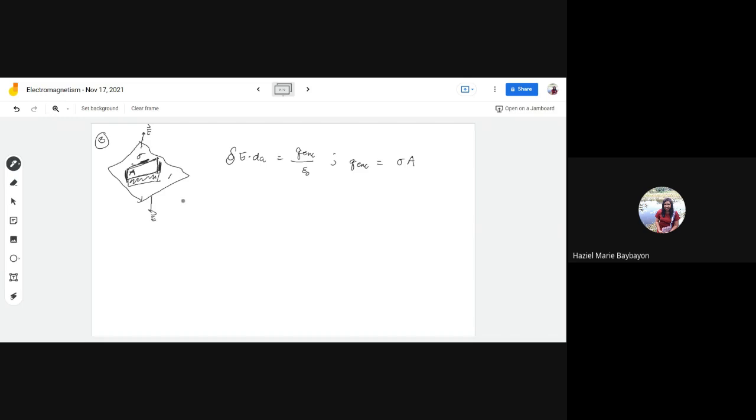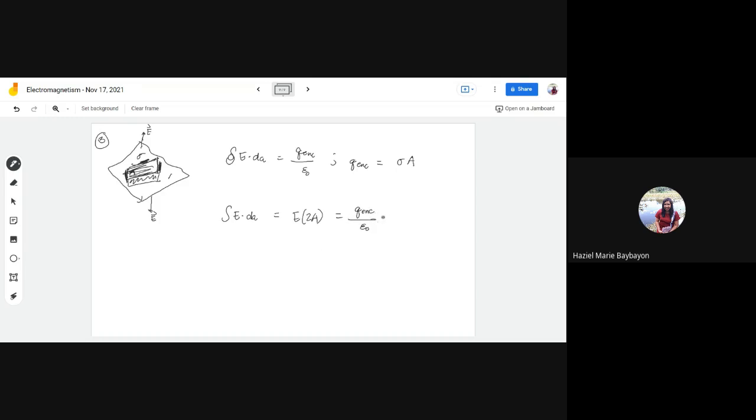Okay. So, by symmetry, E points away from the plane. Thus, only the top and the bottom surfaces of the pillbox yield flux. So, if A is the area of the lid, the top or the bottom, then your E dot dA is equal to E multiplied by 2A. So this is equal to Q enclosed over epsilon naught.